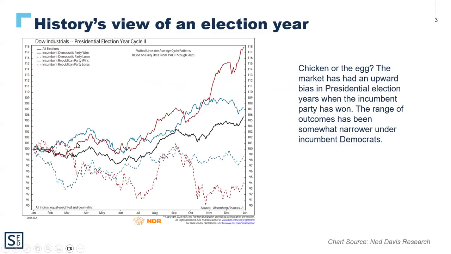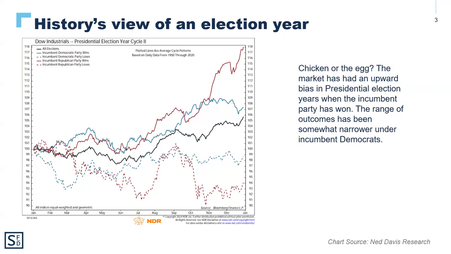So let's start with history's view of a traditional election year cycle. The solid lines in this chart show what's happened in the lead up to incumbent re-elections, while the dashed lines show what has happened in the year in which the incumbent parties have gone on to lose. Now, the black line is the average election year regardless of outcomes. Note first that election years skew positive, but have tended to be much better when the incumbent party has won re-election. That's been especially true when the incumbent was Republican.